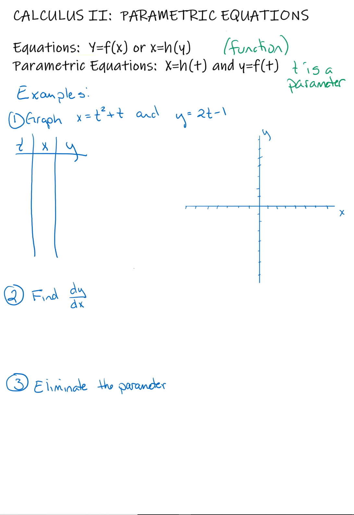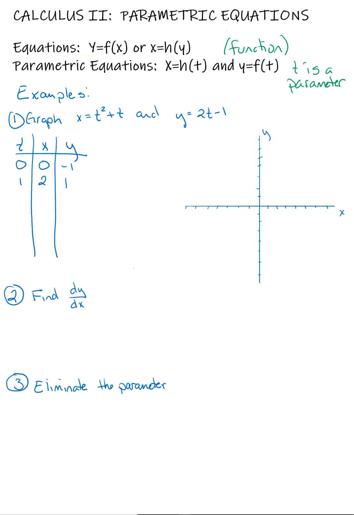All right, so let's see, we can try something simple. Let's start with 0 for t. Notice all I'm going to do is evaluate my two equations here for that t value and see what we get for x and y. In this case, if t is 0, then x is also 0 and y is -1. Not so bad. Let's try 1 for t. If t is 1, then x is 2 and y is 1.